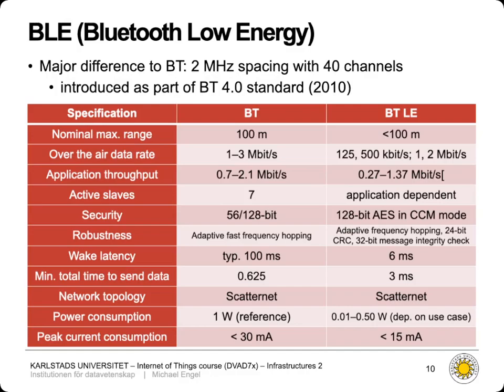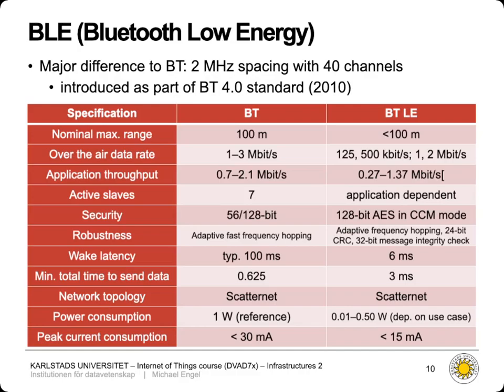A more recent technology development is Bluetooth Low Energy, or BLE. BLE is an addition to Bluetooth, which was incorporated into the Bluetooth standard as of version 4.0 in 2010. One major difference is that Bluetooth Low Energy is more energy efficient, as the name says, and it uses fewer channels, only 40 channels with 2 megahertz spacing. This reduces the overhead for switching. Of course, it increases the danger of interference a bit, but it reduces the amount of energy that you have to use for switching here.